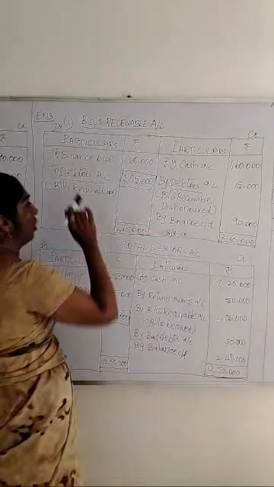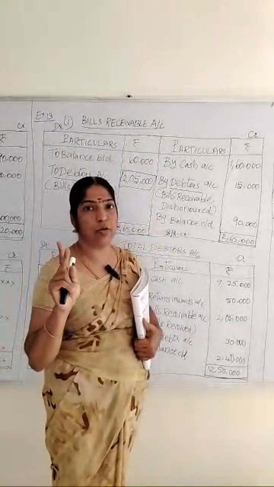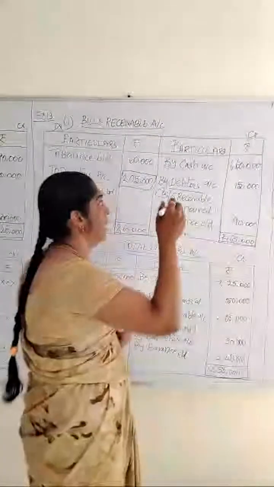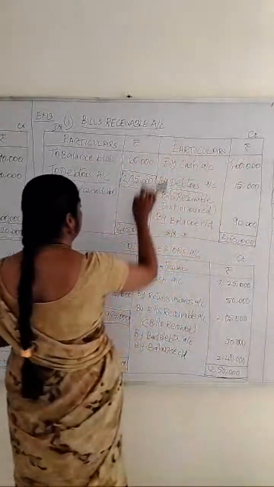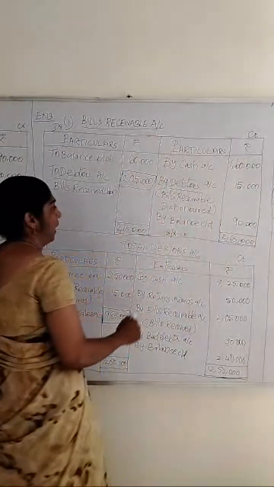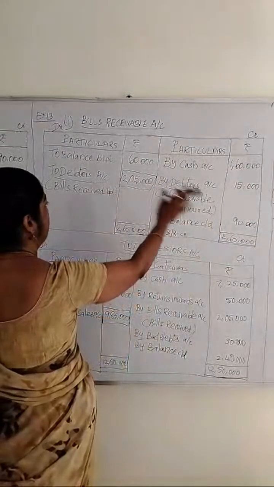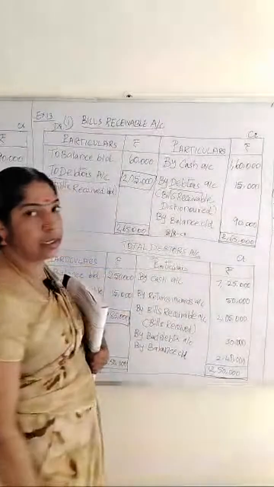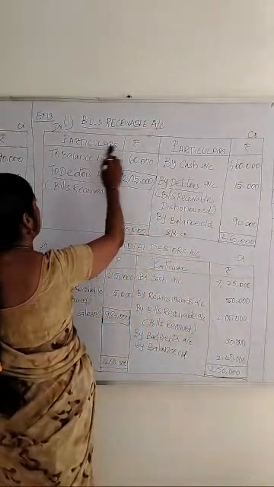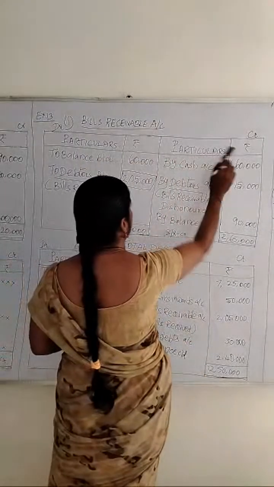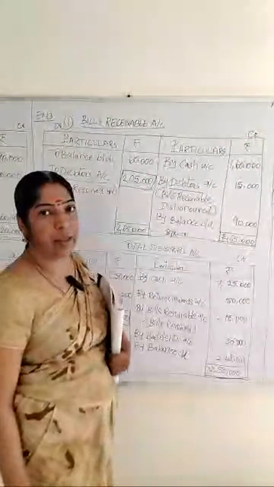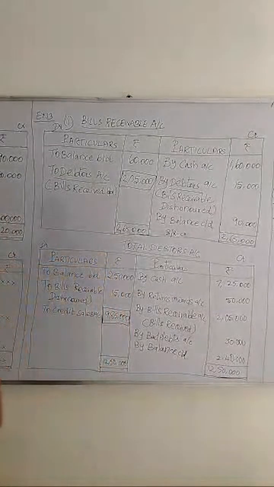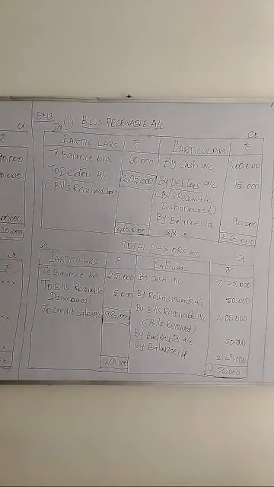After that there are 2 sides. The bills receivable account has 2 sides. What are they? Debit side and credit side. In the center you draw a line, which means we separate the 2 sides, debit side and credit side. And particulars and rupees you enter on both the debit and credit side. Okay, we prepare the format for the bills receivable account.